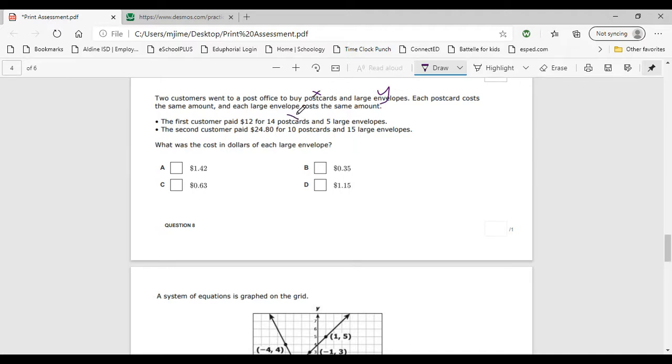So X, Y, X, Y, and then this one wants us to solve for Y. All right, so the first one is 14X plus 5Y equals 12.